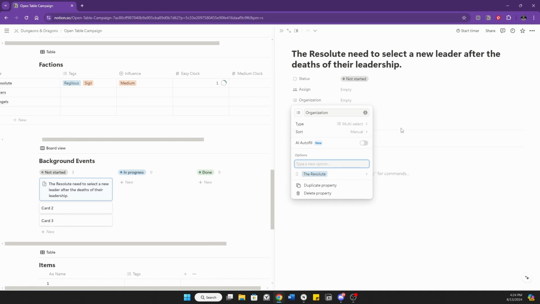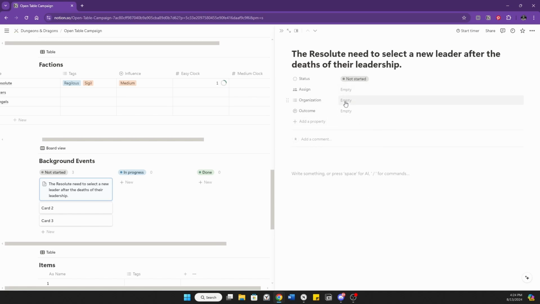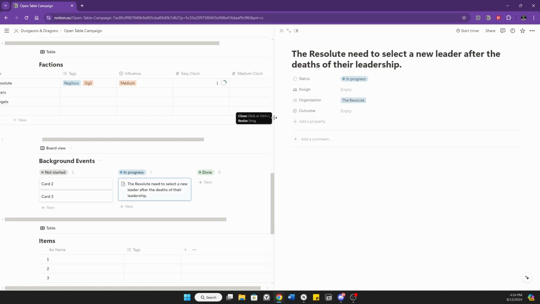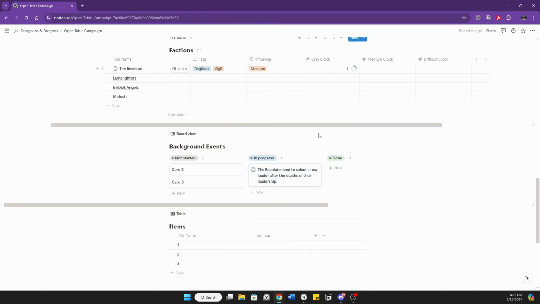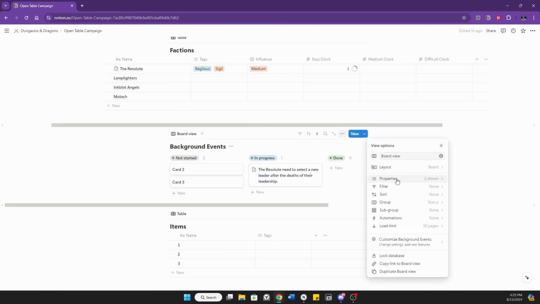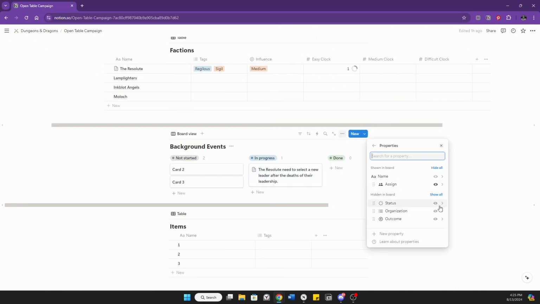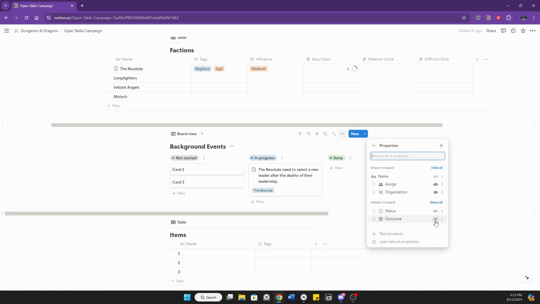Okay. And then I will, actually I do want it that way. I'll mark them here, and I don't have an outcome yet because it's still in progress. They're looking for a new leader. All right. And just to make things easier for myself, I'll go to the properties here and I'll have organization and outcome shown, right?